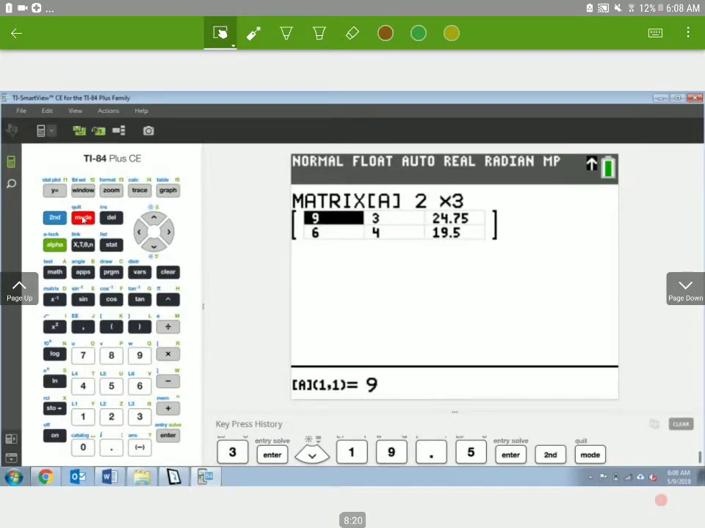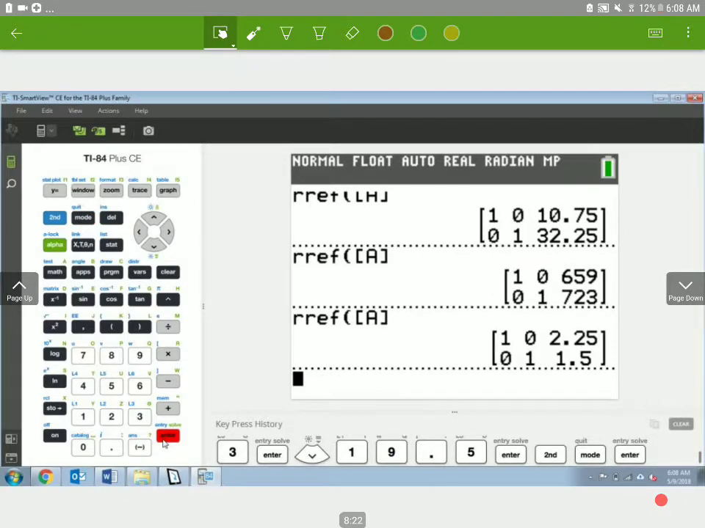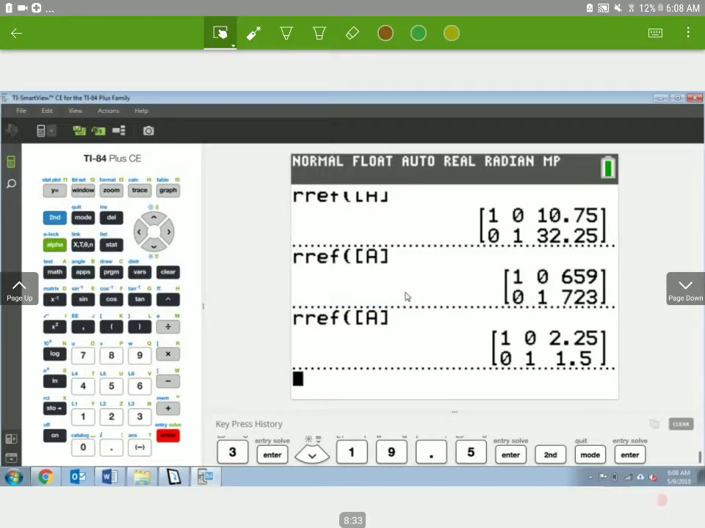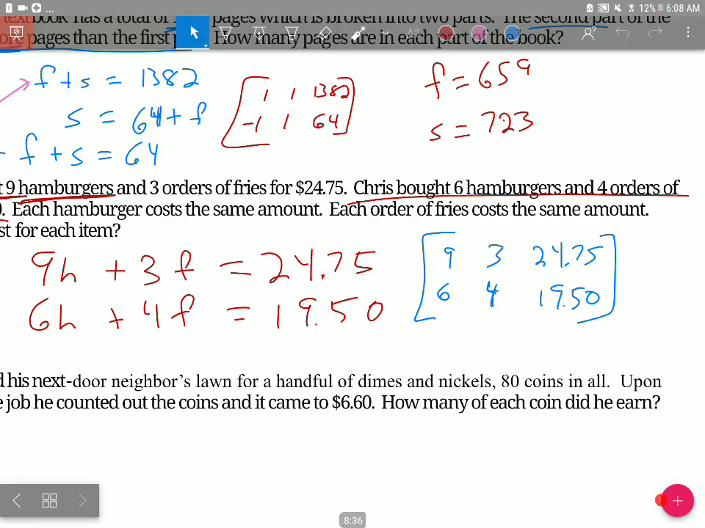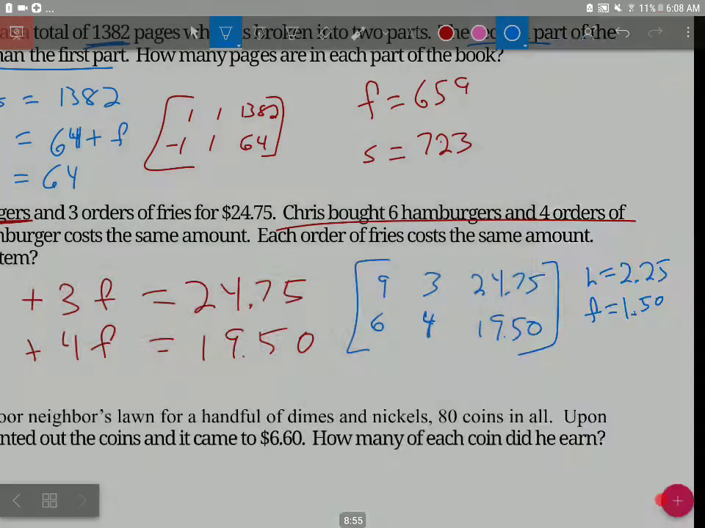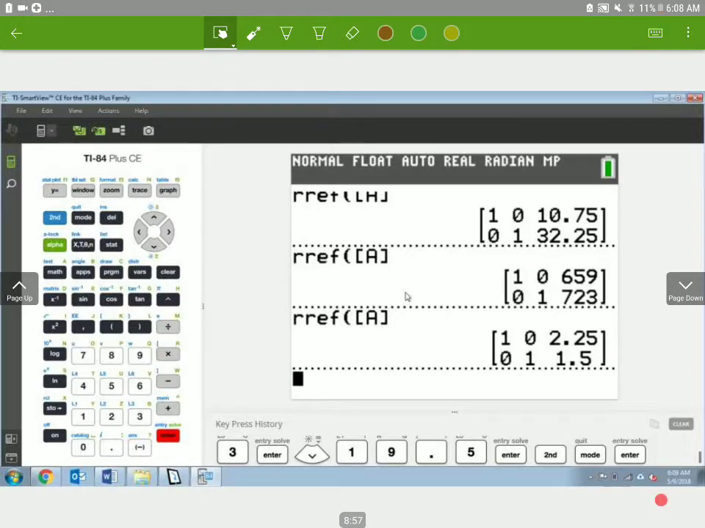Alright, so quit, enter. $2.25 for a hamburger and $1.50 for fries. I need to plug in a power source. Okay, it can last another 10 minutes. So a hamburger is $2.25 and fries are $1.50. Again, my brain is fried. I don't even know if I did that right. $2.25, $1.50. Good.